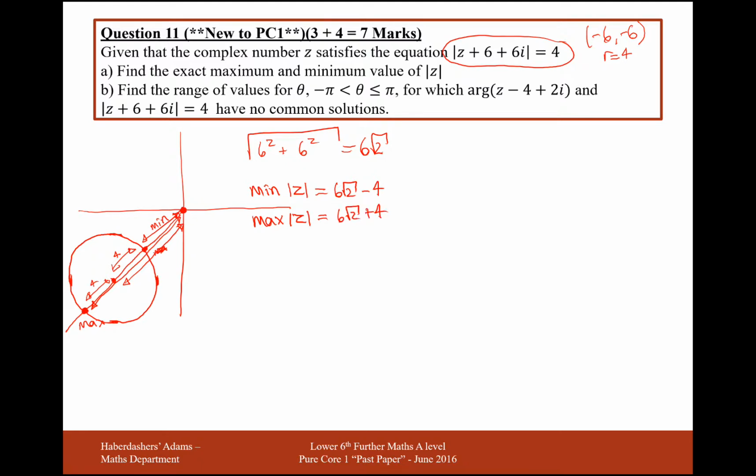I'm going to leave my answer like that because it does say the exact maximum and minimum value, so therefore you leave the surds in there, you don't write any decimals.